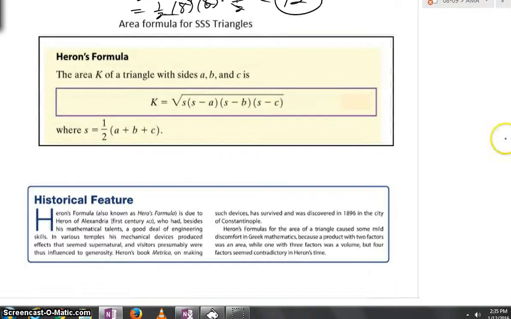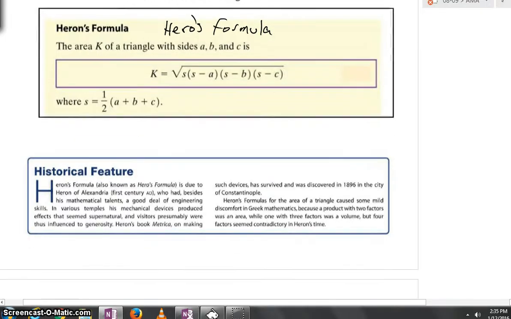Heron's formula, also known as Hero's formula. I don't know how it was written in your geometry book. I taught out of that book so long and I forget. I always mention both forms. And there's a little blurb here. Since we're making a video, I'll have you read the historical feature. We could even talk about it a little later in class or tomorrow if you'd like. But Hero's formula allows us to deal with side, side, side.